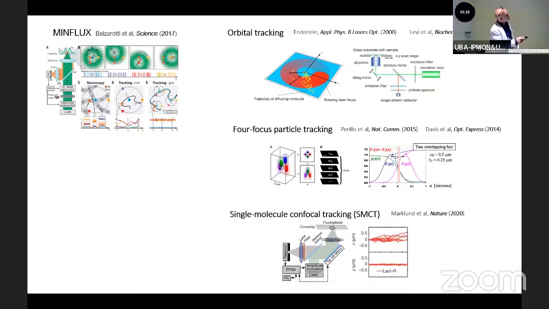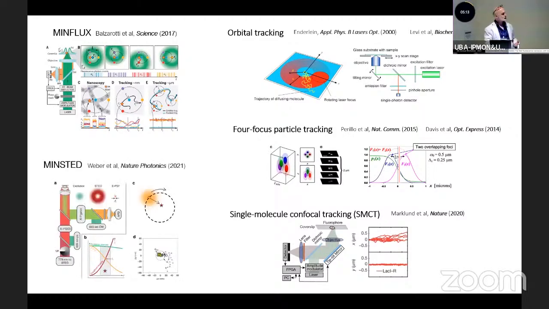Or if you look at this one, this was called single molecule confocal tracking. It was even published in Nature, and it's the same as orbital tracking. The same, just instead of using a continuous readout, they used a discrete readout with a few points. But it's the same idea, right? And then you say, how come these people didn't realize this, or we didn't realize that, or MINSTED, published very recently.